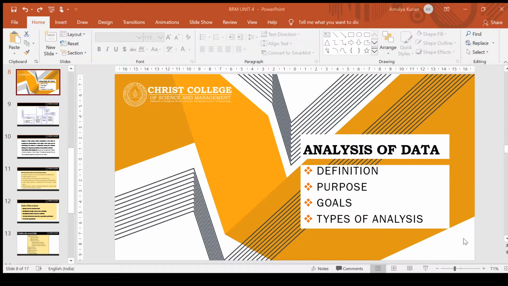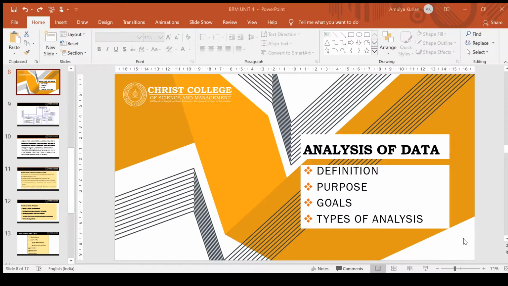Good morning, everyone. Today we will be dealing with the analysis of data. In the last module, we had seen the various steps involved in processing of data, and one of the steps in processing of data is analysis of data. In today's session, we will be looking into the definition of data analysis, purpose, goals, types of analysis. These will be the topics which will be dealt.